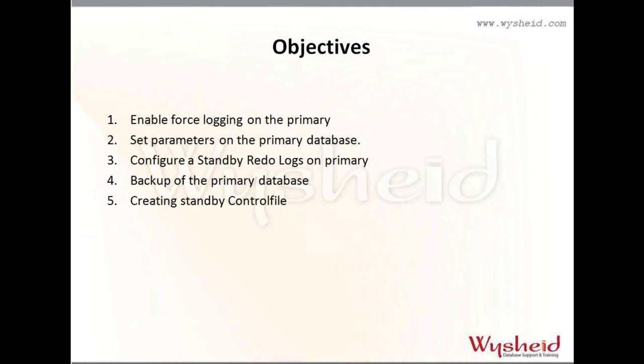Fine. So to configure the primary database for the Data Guard environment, the first thing is that we need to have force logging enabled on it. Then we should set up certain parameters of the database instance, and then we should configure the standby redo log files, and then we will be backing up our primary database and then going ahead with the creation of the standby control file. So we'll be seeing one by one what these activities are.